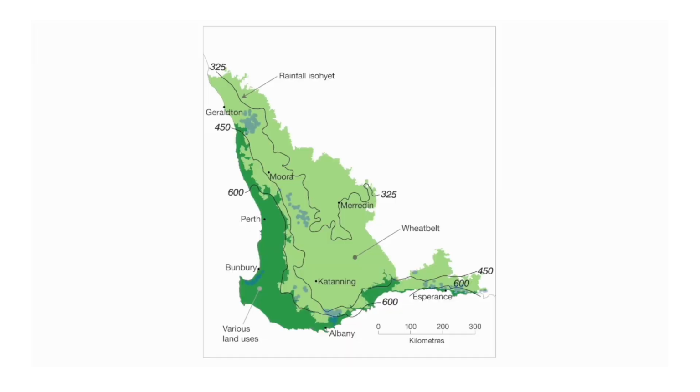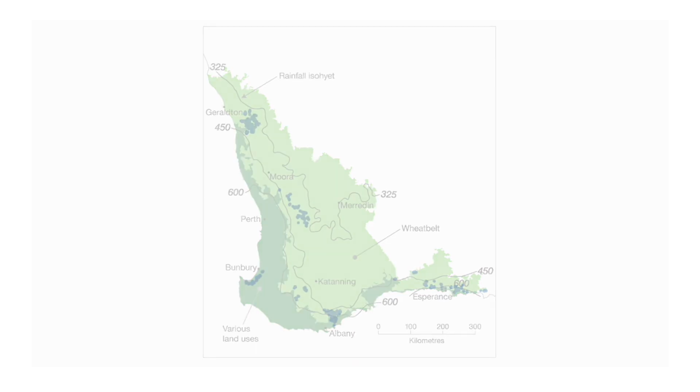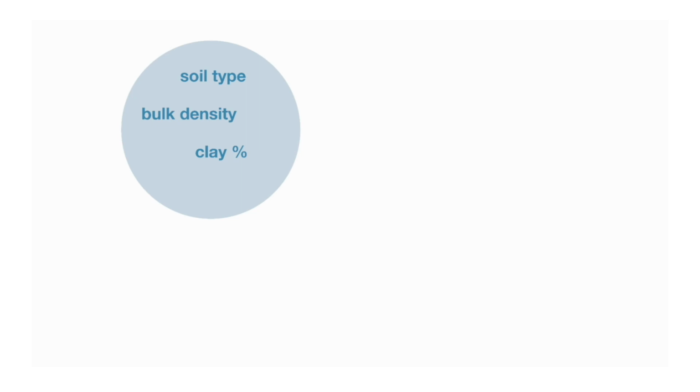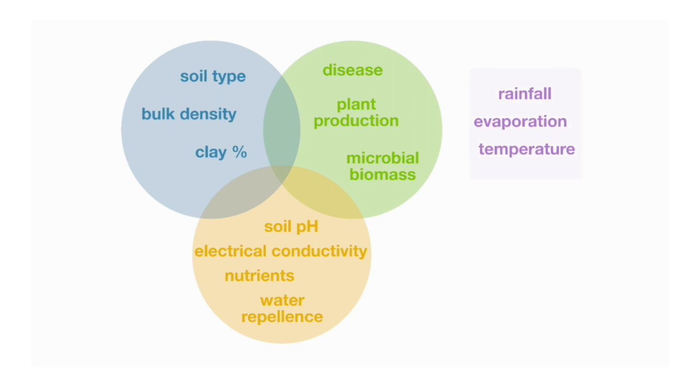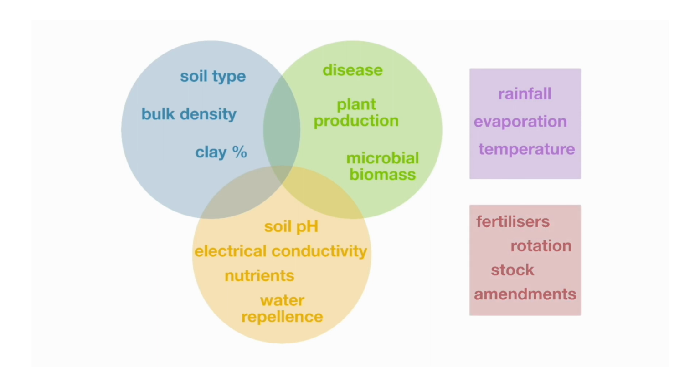Over 1,300 soil sites across the southwestern agricultural region of Western Australia were assessed for a range of soil properties and site variables to determine the factors associated with changes in total soil organic carbon to a depth of 30 centimetres. Site variables including soil type, bulk density, clay content, pH, electrical conductivity, water repellence, disease, long-term climate data, and on-farm management information, such as nutrient application rates, stocking history, rotation, and use of amendments, were used in a meta-analysis to determine the primary drivers for measured differences in soil organic carbon.